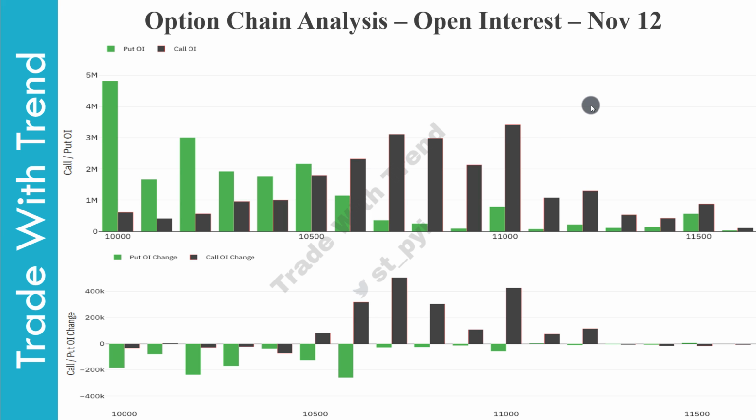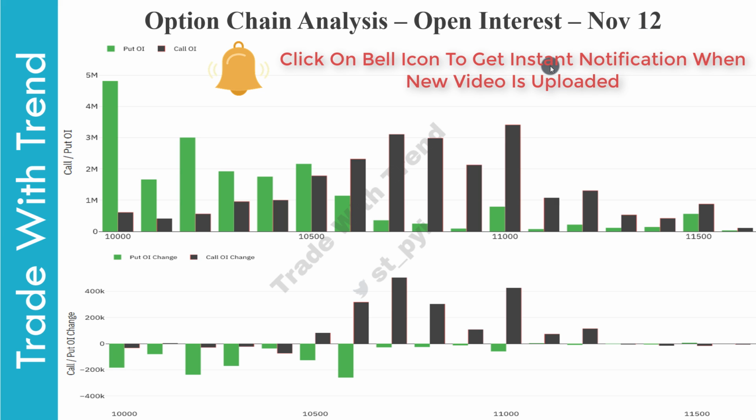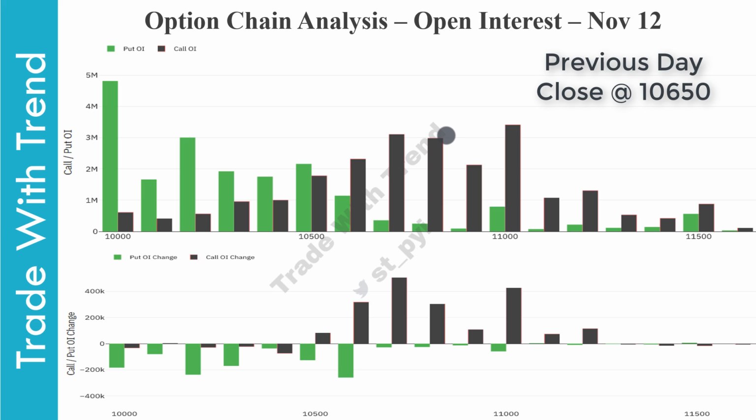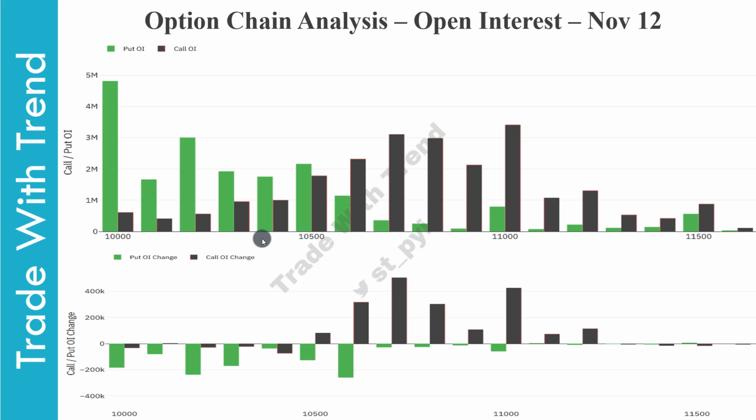This chart that is seen in front of you is the open interest snapshot for November 12th. Based on open interest, the range for price is at 10,000 and 11,000. Price as of November 9th, that is the previous day, stood at 10,650. In this session, you have seen price has moved lower from 10,650 to 10,500. There was open interest addition seen at the 10,600 call option, 10,700 call option, 10,800 call option, and 11,000 call option.